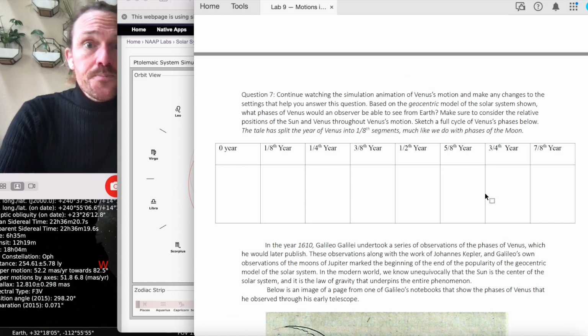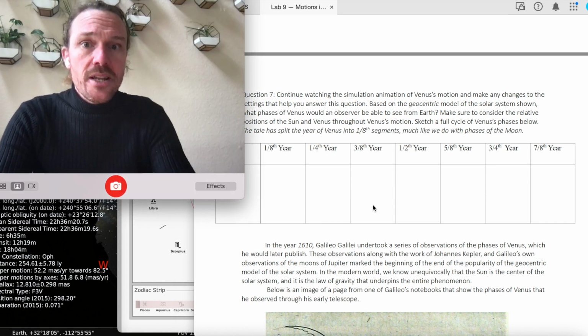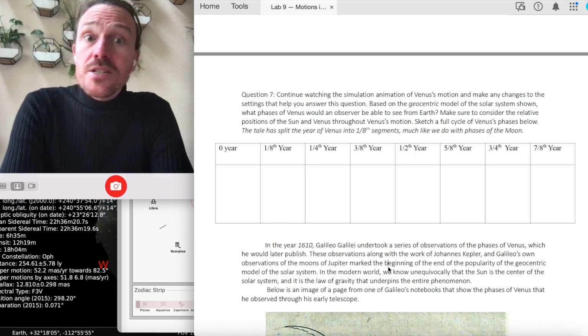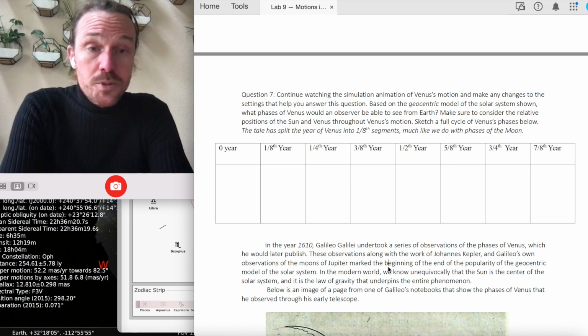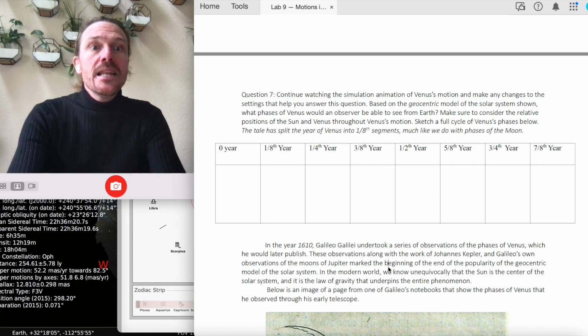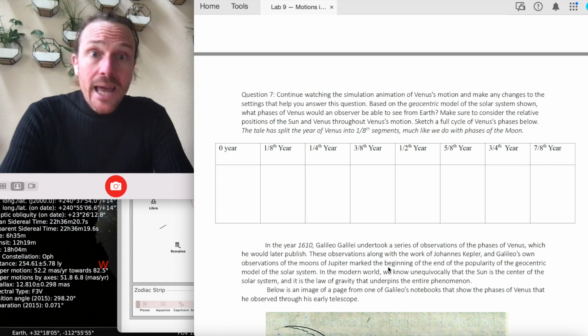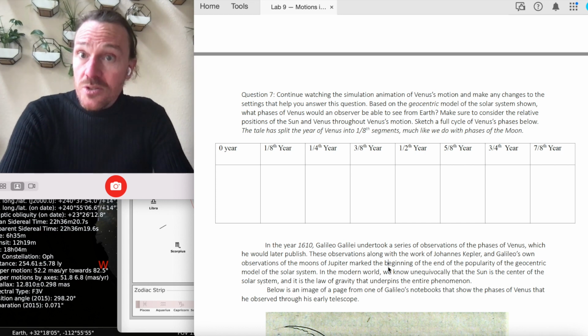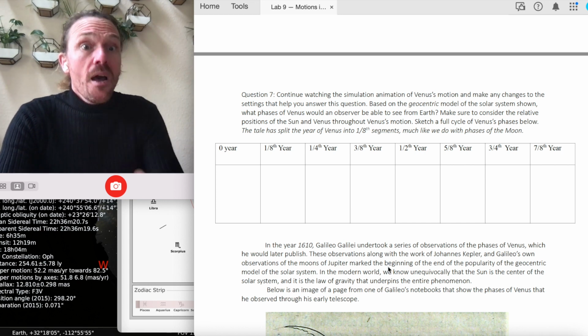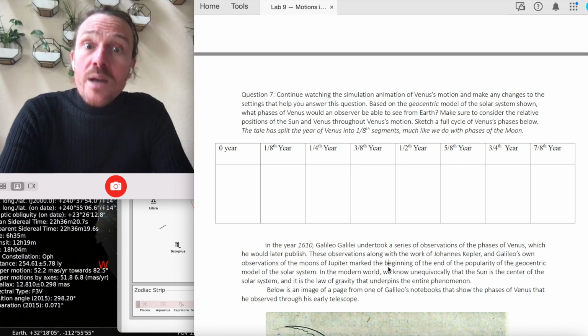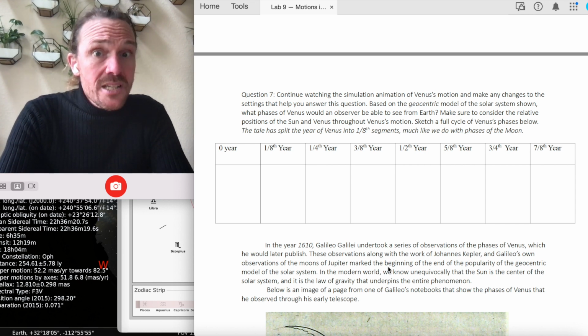Then, continuing on, we've got question 7. All right, so question 7. Continue watching the simulator or simulation animation of Venus's motion, okay, in the Ptolemy model, and make any changes to the settings that help you answer these questions based on the geocentric model, which is what it is, okay, of the solar system shown. What phases of Venus would an observer be able to see from Earth? Make sure to consider the relative positions of the Sun and Venus throughout Venus's motion. Sketch a full cycle of Venus's phases below.